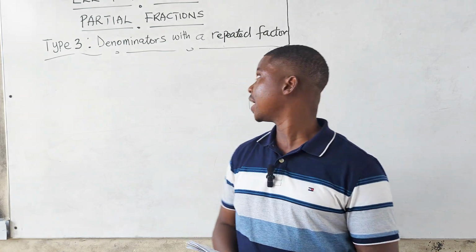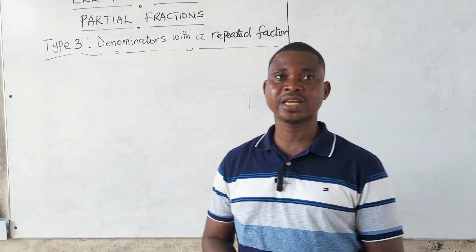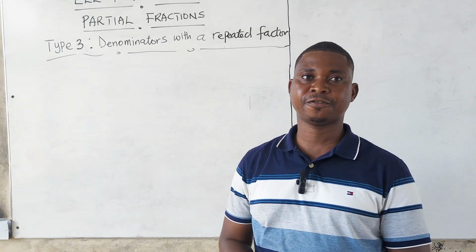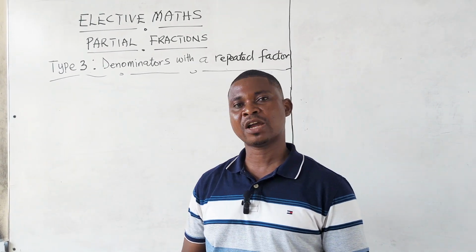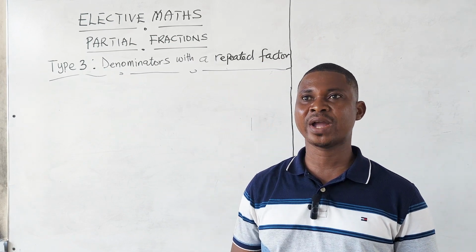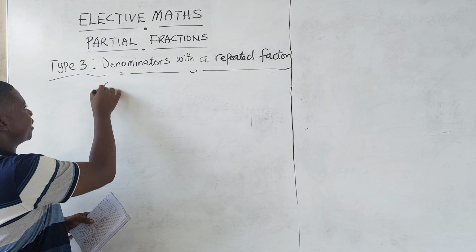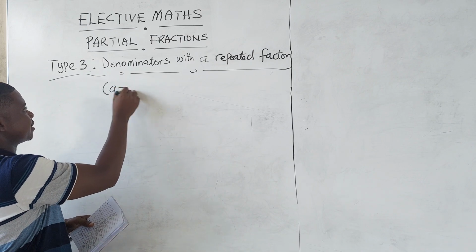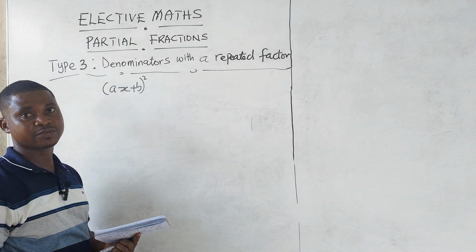We are going to consider partial fraction type 3, which talks of denominators with a repeated factor. Denominators are considered to have a repeated factor when they can be expressed in the form (ax + b) all squared. When one of them can be expressed in this form.